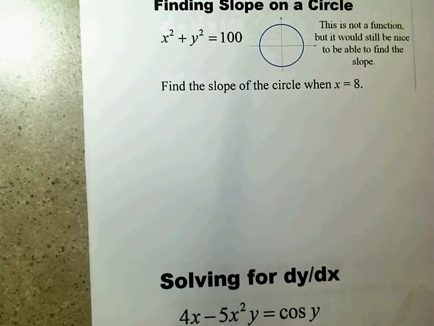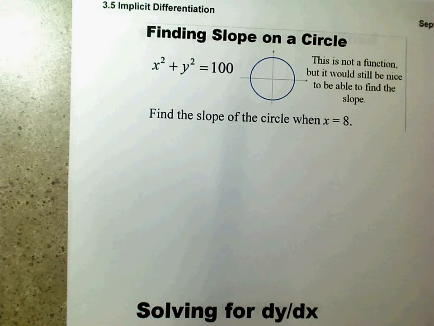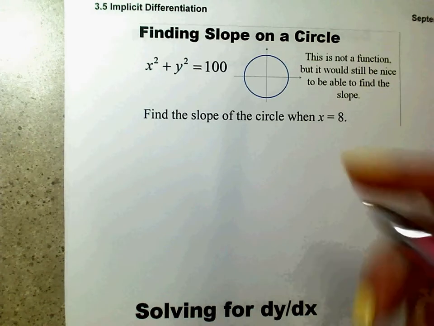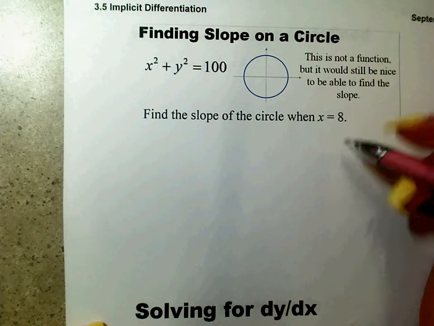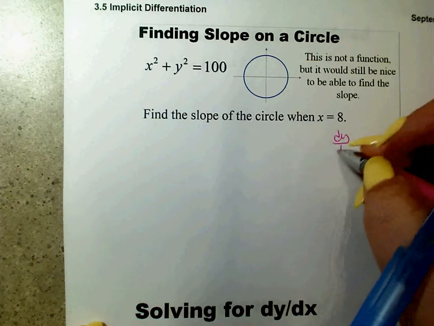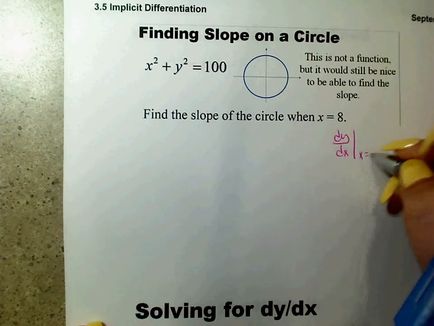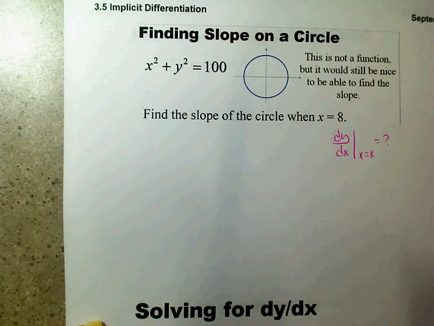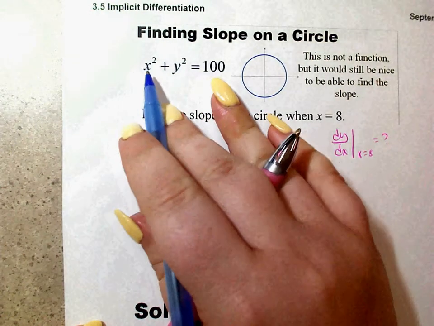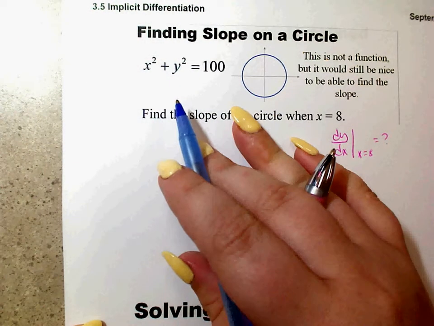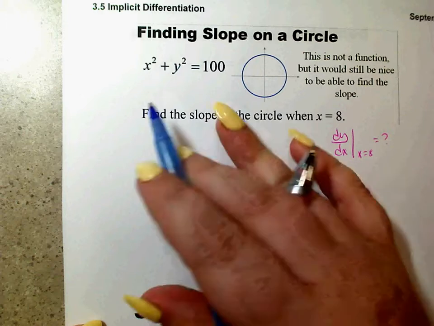All right, finding the slope on a circle. Find the slope of this circle when x equals 8. So what is dy dx at x equals 8? Okay, well I have to find the derivative then. Now this we could solve for y, but it would be two different square roots, and it's just much easier to take the derivative right here.